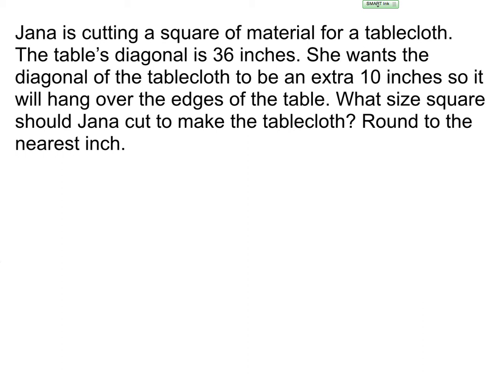So draw yourself a square tablecloth. What's special about a square? All sides are the same length. And the angles are? 90. That could end up being a 45, 45. The diagonal is 46. You're supposed to come up with how long the sides should be, to the nearest inch. We want it to have an extra 10 inches on the diagonal.